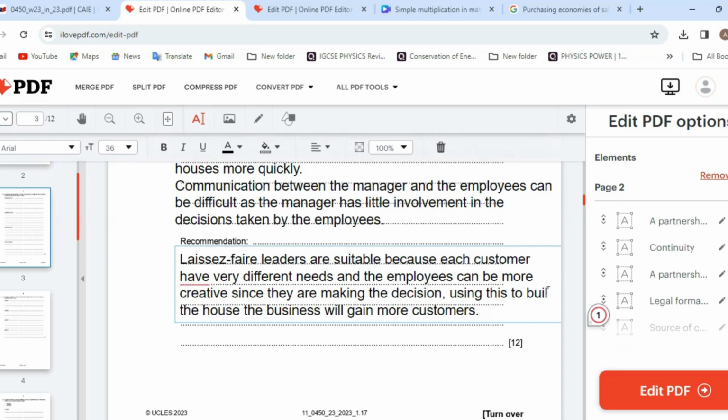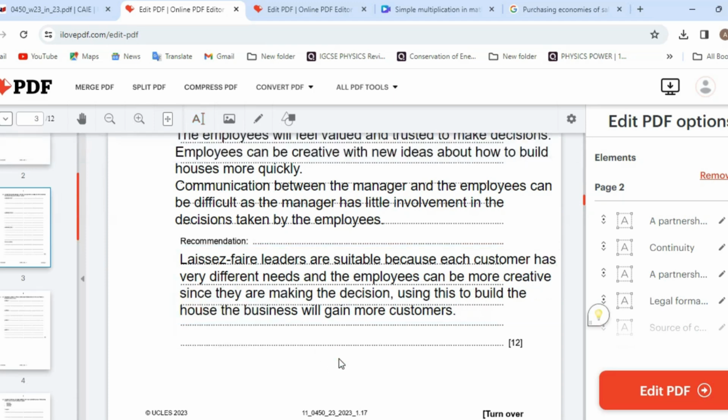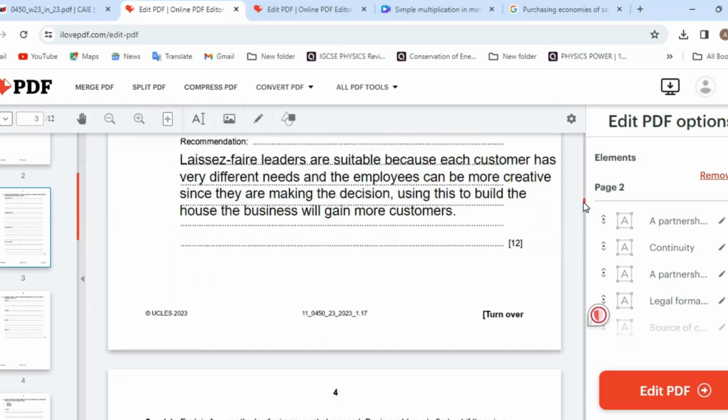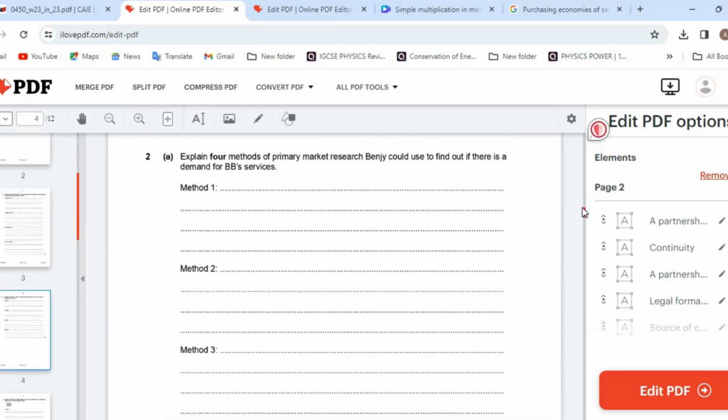Used to build the house. The house very different. Okay, let's see what we have in our next question. Okay, we have question 2A. In question 2A, it says, explain 4 methods of primary market research Benji could use to find out if there is a demand for BB's service.